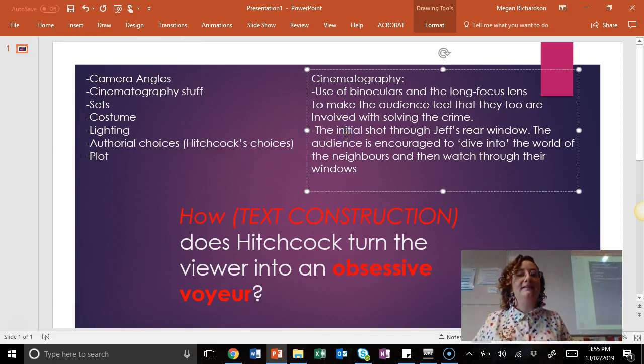Okay, so we've got our cinematography paragraph. That's going to be excellent. I'm really excited about that. What else can we talk about? How does Hitchcock turn the viewer into an obsessive voyeur? How else does he turn us into a voyeur other than just the screen stuff? What else could we talk about?